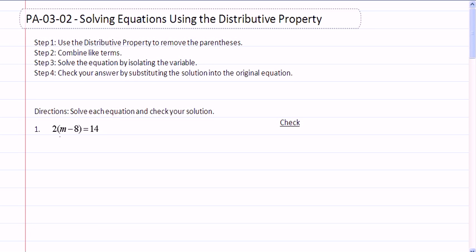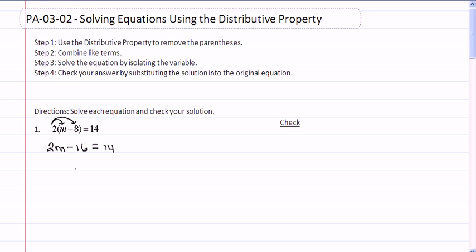So for number 1, we have 2 times (m minus 8) equals 14. The variable that we want to solve for is m. So let's start with step 1. Step 1 says to use the distributive property to remove the parentheses. That means to take the number in front of the parentheses, which is 2, and multiply it by each term inside, so that we have 2m minus 16 equals 14.